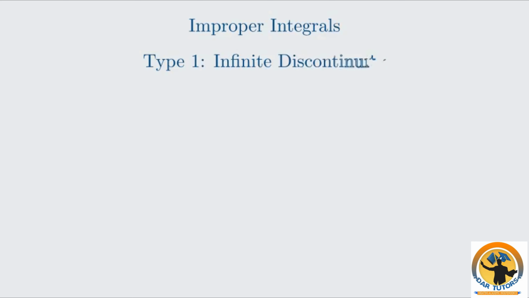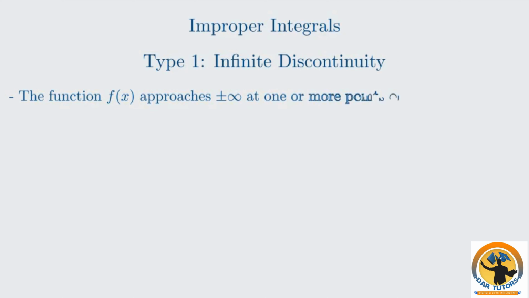First, let's define what makes an integral improper. There are two main types. An integral is improper if the function being integrated approaches infinity or negative infinity at one or more points within the interval of integration. This is often due to a vertical asymptote.